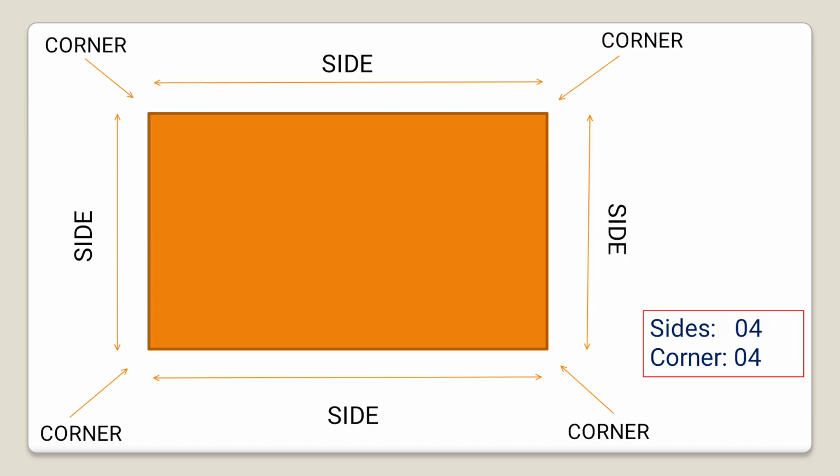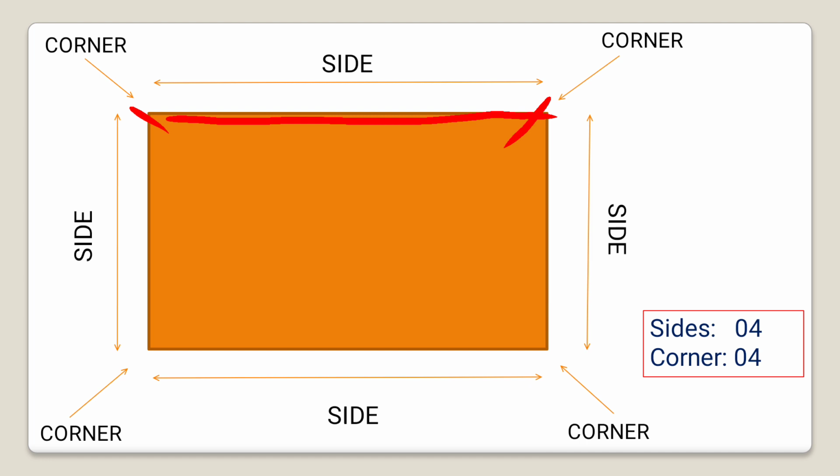Now, here in this picture, you can see there are different sides and corners. So, first we will talk about the sides. Sides can be defined as the line segment that joins two corners in a shape. So, this is the line segment that is joining these two corners. So, this is the side.